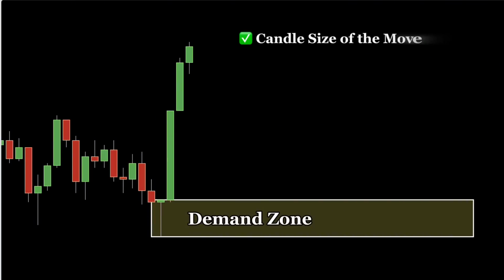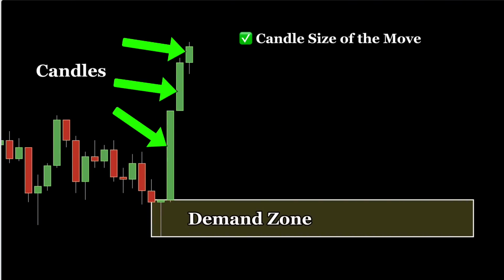First, let's examine the candle size leading into this demand zone. Notice these large, bold candles pushing strongly upward, almost no wicks, consistent direction, clear institutional footprints. Big, solid candles like these tell us one thing clearly. This move was driven by serious institutional buying power, exactly the strength we want in a high-probability zone.